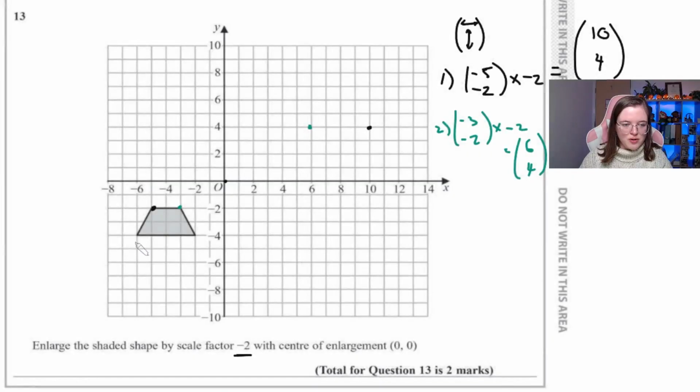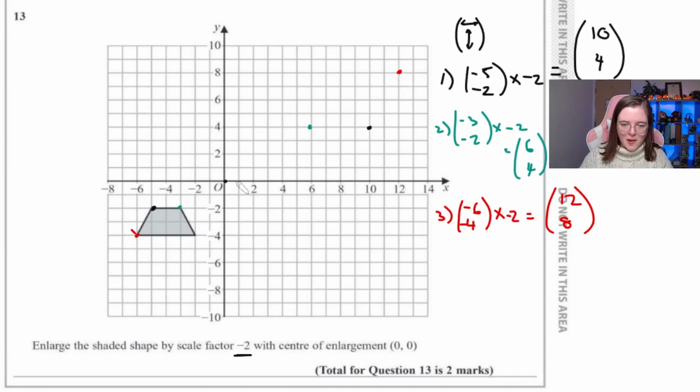Let's keep on going. This one here, number 3, is 1, 2, 3, 4, 5, 6 along, so -6, and then 1, 2, 3, 4 down, so -4. Then times that by -2: -6 times -2 is 12, not -12, positive 12. Then -4 times -2 is 8. So then I'm going to count 1 to 12, and then 1, 2, 3, 4, 5, 6, 7, 8.